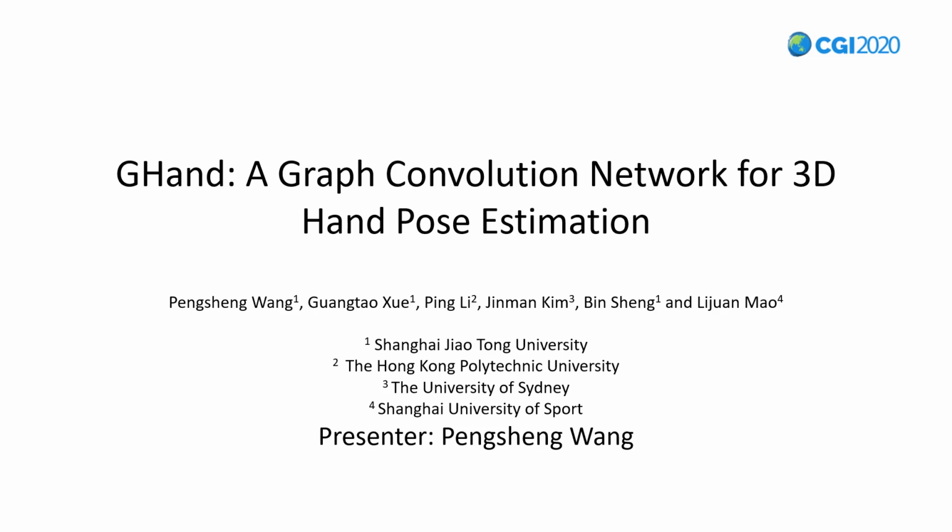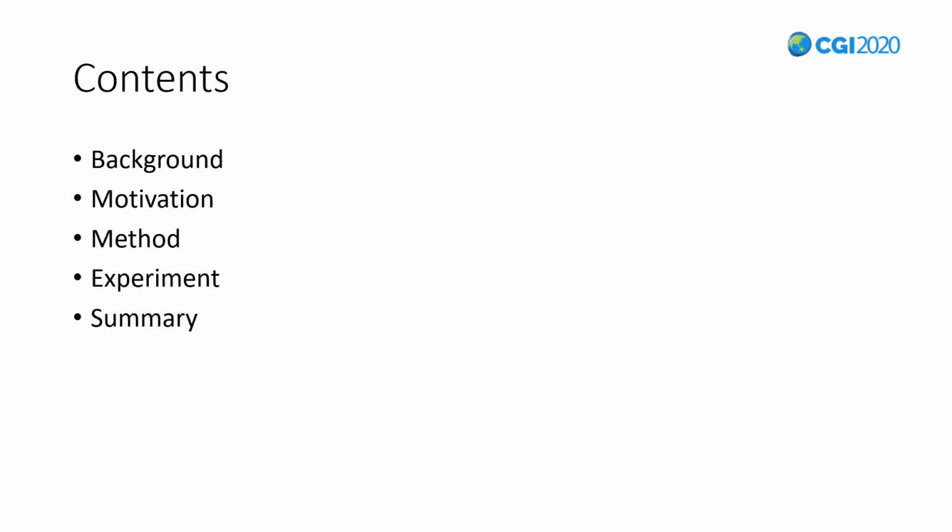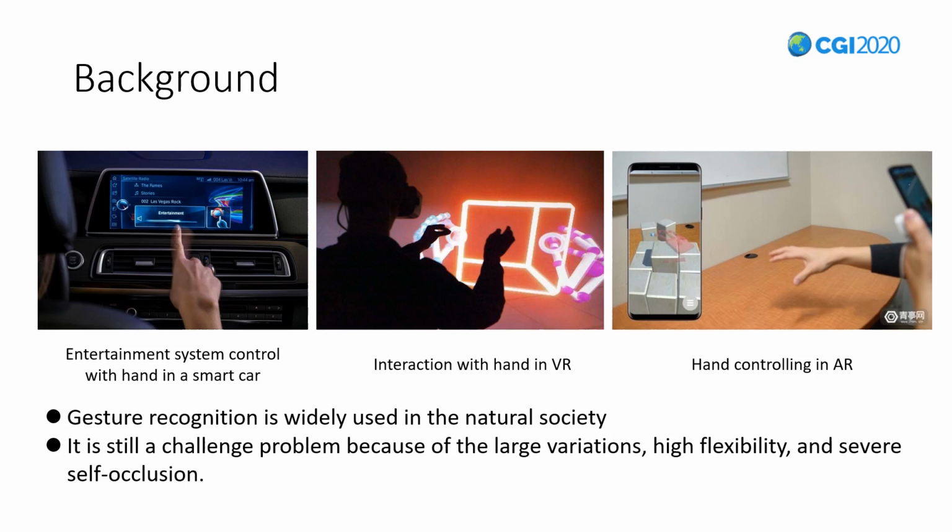Today, the topic of our presentation is the problem of 3D hand pose estimation. In our paper, we proposed a new network to handle this problem. Our presentation is divided into 5 parts. Firstly, I would like to introduce the background of our work.